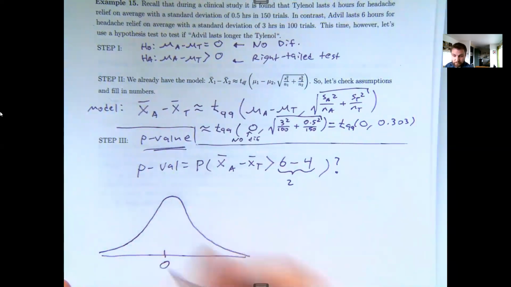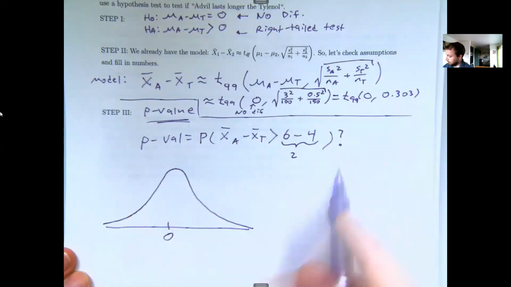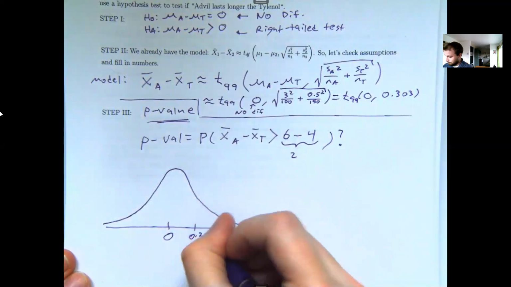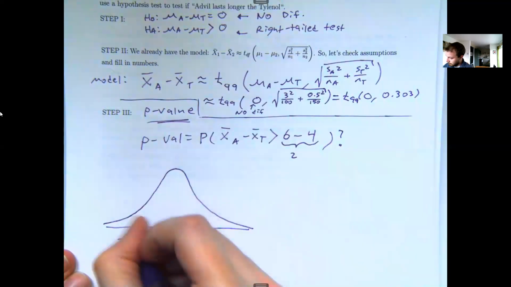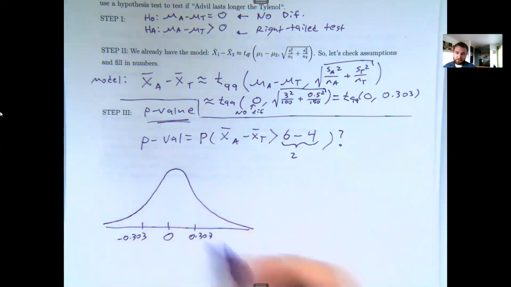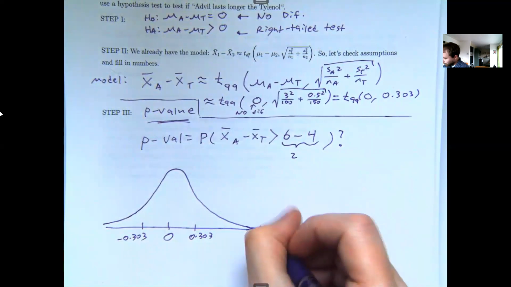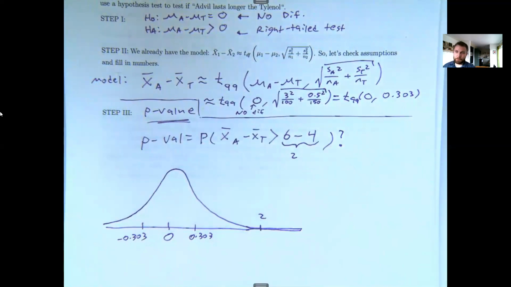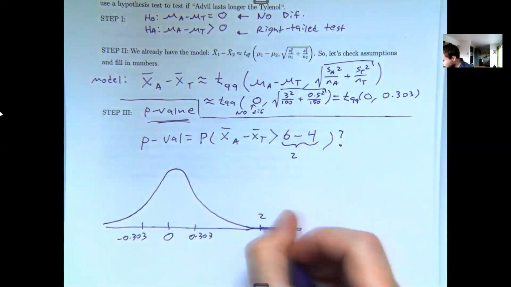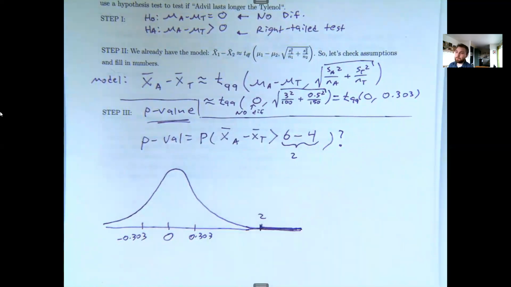It's claimed that there's no difference. 0 is my center, and I'm counting by the standard deviation, 0.303. If I'm counting by this, it's going to take me a long while before I hit a number like 2. This is going to be way out there in the boonies. I'm looking for 2 or more, so that means I'm going to shade this thing to the right here. This is going to be a really, really small p-value.